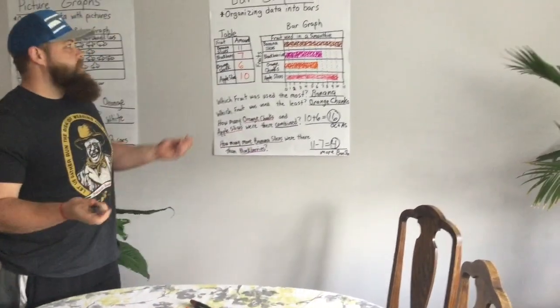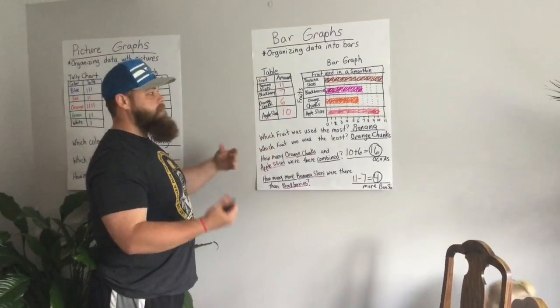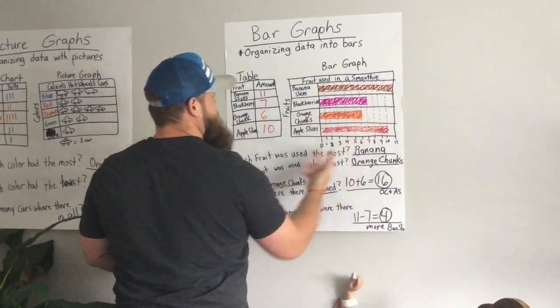So, to wrap everything up, we made a bar graph with some amounts of fruit that we put in a smoothie, and we drew a bar across for the different amounts that we made that went along with our table. And you want to make the chart too?